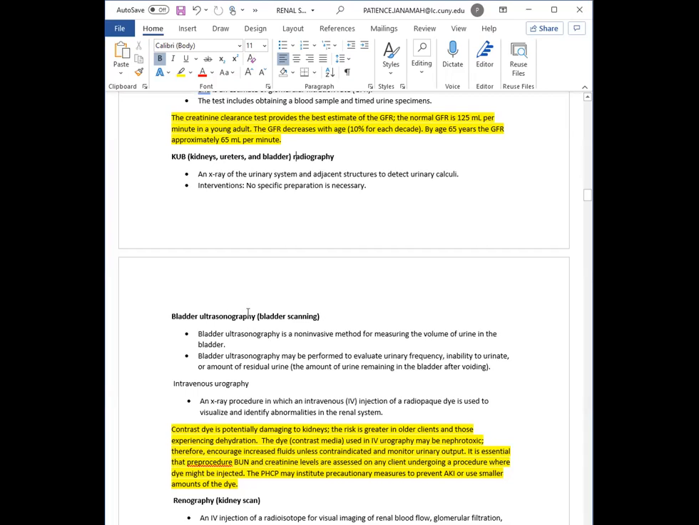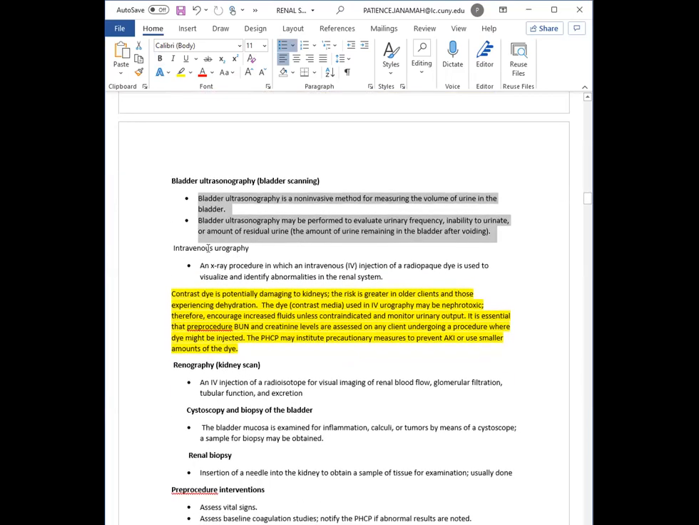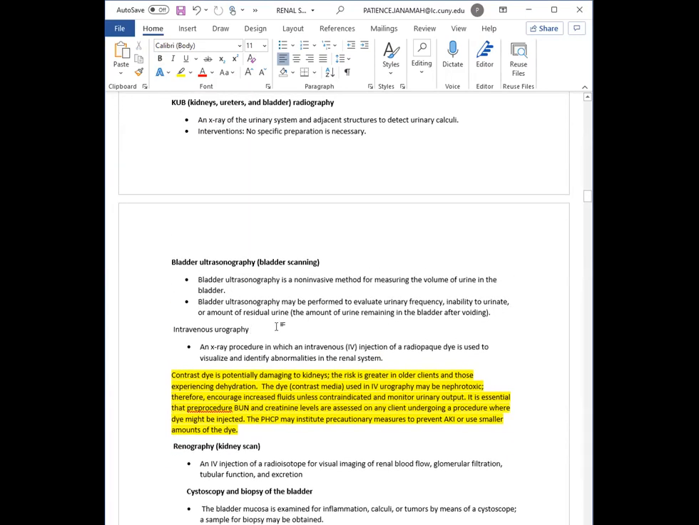Now we have the bladder ultrasound. Bladder ultrasound is just scanning. They do an ultrasound scan of your bladder. So it's non-invasive. The radiography is an X-ray of your kidneys, which involves radiation, but the ultrasound is scanning. They use a transmission gel to view your kidneys and your bladder.